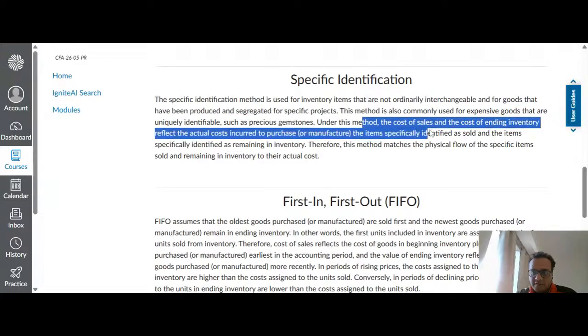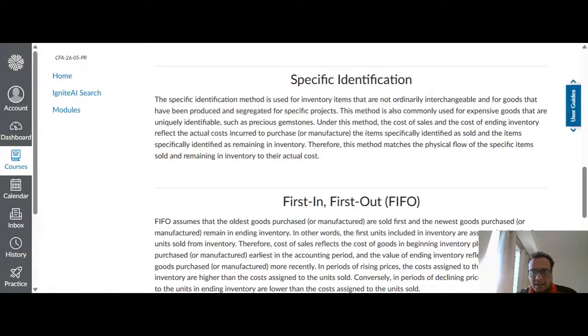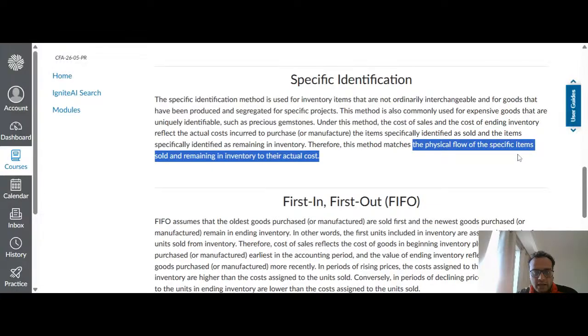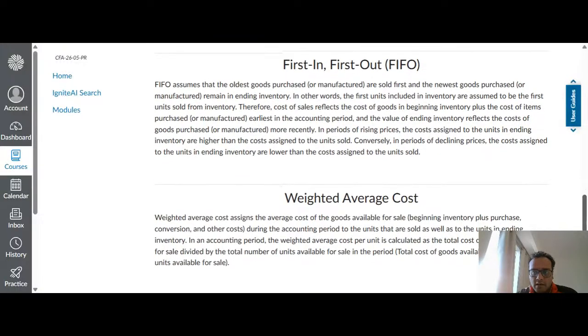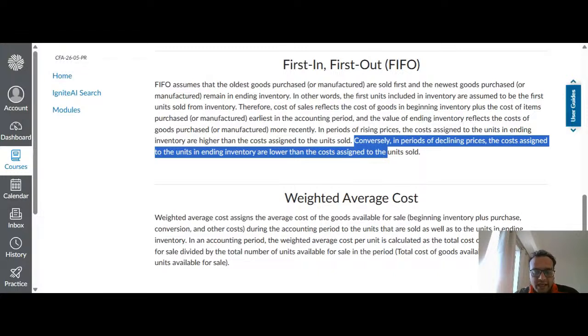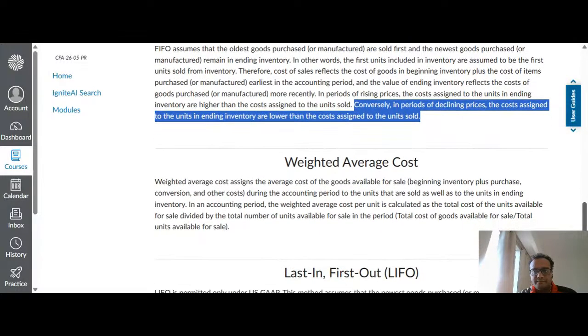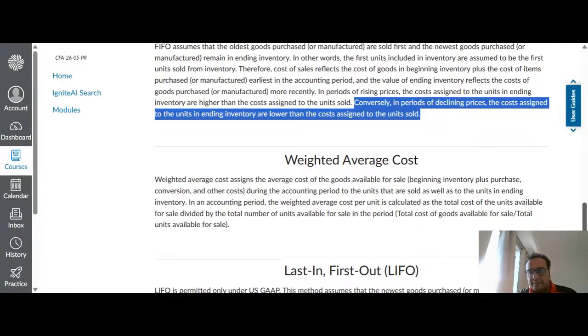Under the specific identification method, the cost of sales and cost of ending inventory reflect the actual cost incurred to purchase a specific item. This method matches the physical flow of specific items sold and remaining to their actual cost. For FIFO, in a period of declining prices, the costs associated with the units in ending inventory are lower than the cost assigned to the units sold. So let's say the amount is 10 at the beginning of the year, and at the end of the year the purchase cost is 9.